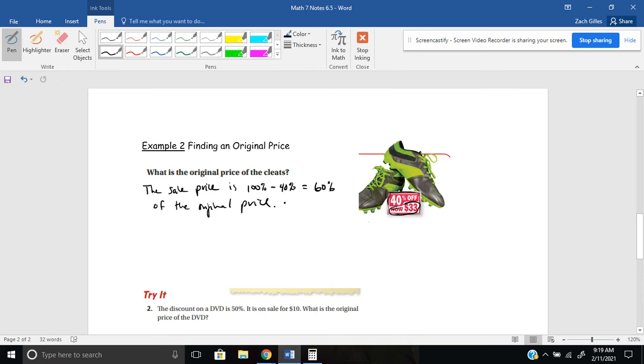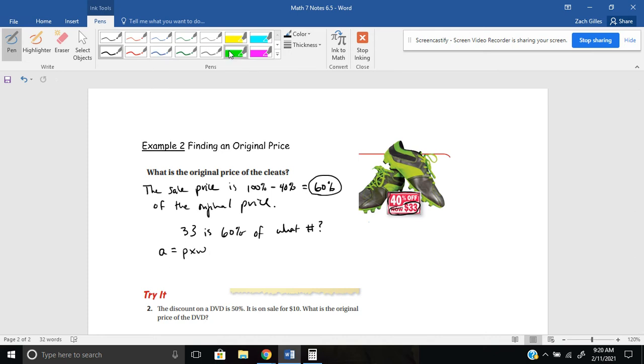Okay. Next question we need to ask ourselves is, this $33 that we paid is 60% of what number? Okay, let's write that down. 33, which is the amount we actually paid, is 60%, because that's how much we actually paid, of what number? Okay, I'm going to use the percent equation again. A equals P times W.